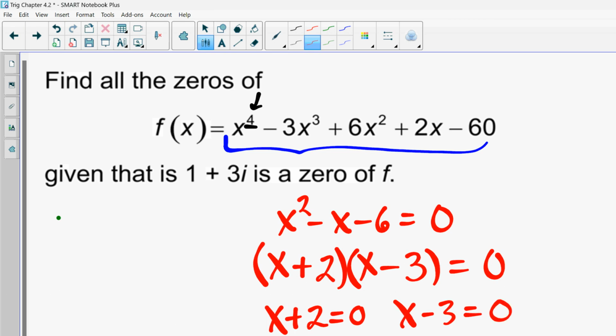Two things multiplied together to equal 0, well, one of them must be 0. So x is equal to negative 2 and x is equal to 3. So those are our other two solutions, along with our 1 plus 3i and 1 minus 3i. So we see how we got there this other way. Questions on this here?